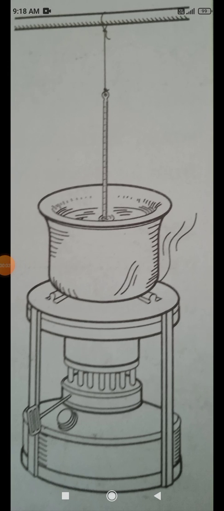Good morning, children. In this video, we are going to see one activity related to finding the boiling point of water. Okay. For this activity, you have to take some water in a vessel and keep that vessel on a stove. Okay, see the picture like this.